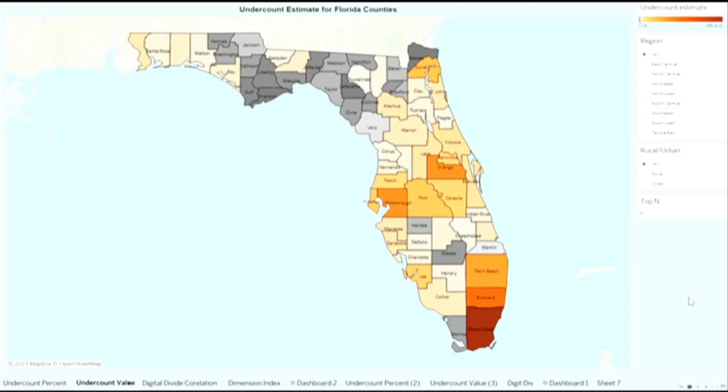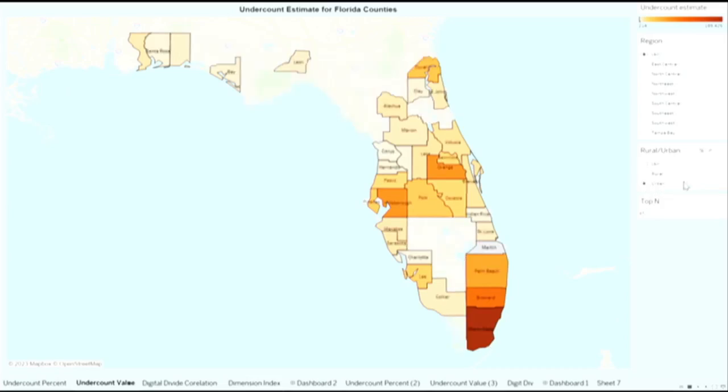Now, if you see here, in the north region of Florida, you can see more of the darker gray shade. That means it has less undercount value. That's because it has most of the rural counties, and the population share of rural counties is less compared to the urban counties. Now, if you see urban counties, you can see most of them are in the Tampa Bay region, northeast of Florida, and southeast.